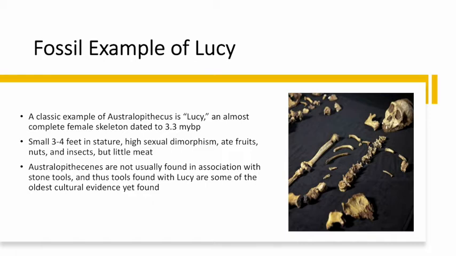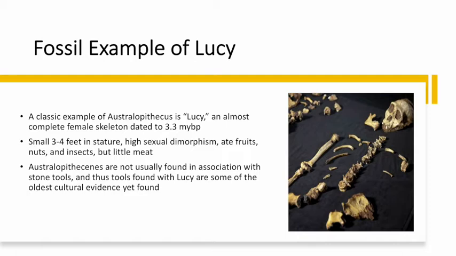Homo has not developed yet when Lucy and other Australopithecines are inhabiting Africa. Very small, about 3 to 4 feet in stature. We see that sexual dimorphism with Lucy. We believe Lucy's diet consisted mostly of fruits, nuts, and insects, and little meat. In fact, many of the Australopithecines are not found in association with stone tools at all. And so there is this debate of the degree to which the Australopithecines are actually tool using.